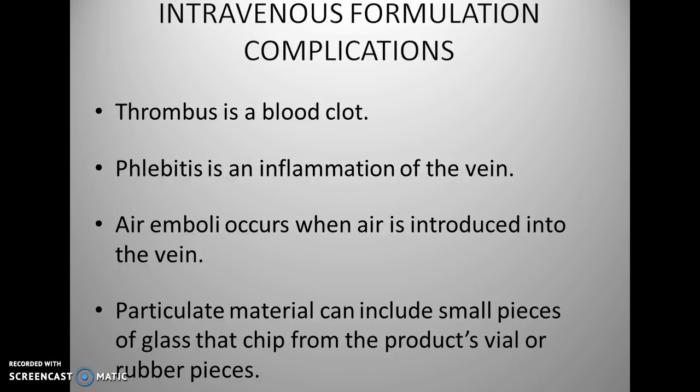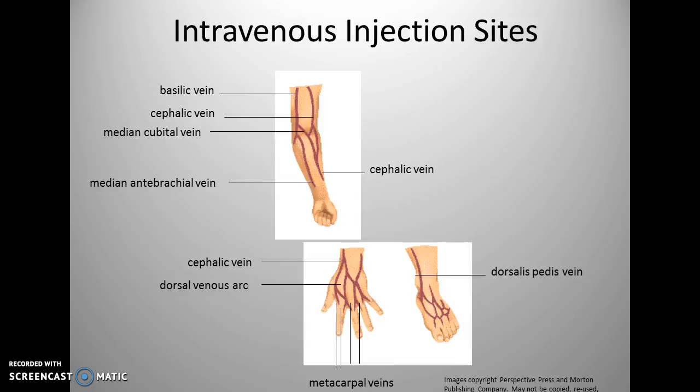Phlebitis, again, is irritation from the needle in the vein, leading to inflammation of the vein. Air embolus occurs when air is introduced into the vein, another thing that can cause stroke. And if the vial is not handled correctly, we have glass pieces. Those glass pieces can cause serious damage to the patient. So these are some of the intravenous formulation complications.